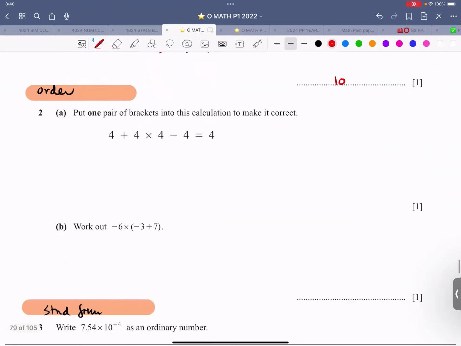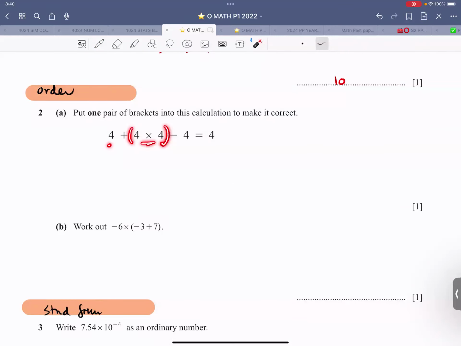And then this question, it's about order. Put 1 pair of brackets in this calculation to make it correct. That means the answer is 4, and I need to put a bracket. What if I put a bracket over here? 4 plus 4 is 8. 8 into 4 is 32. 32 minus 4, this is definitely not 4. What if I put a bracket over here? So 4 plus 16 minus 4, this is not 4. What if I put a bracket over here? This becomes 0. 0 into 4 is 0. 0 plus 4 is 4. Yes, so the bracket goes over here. That's what the working is.